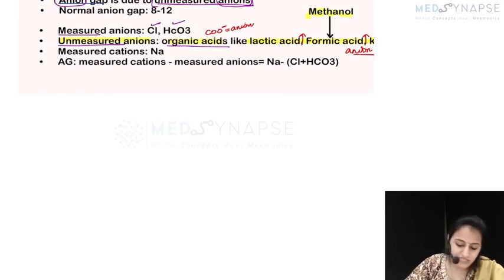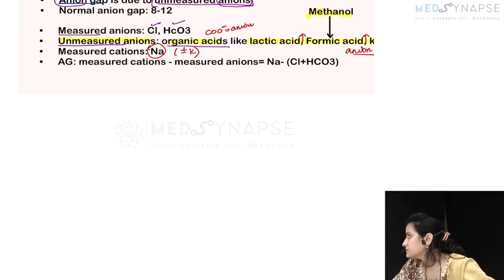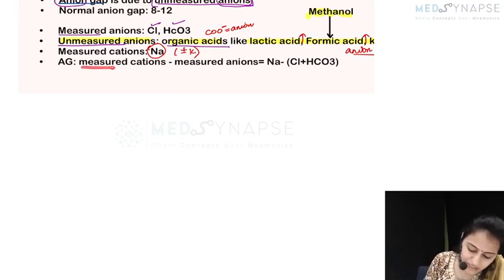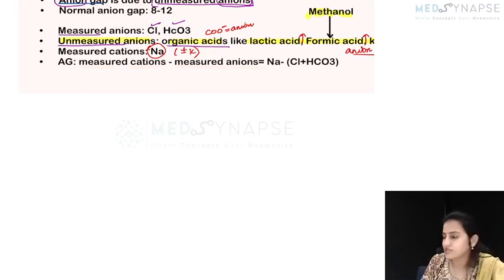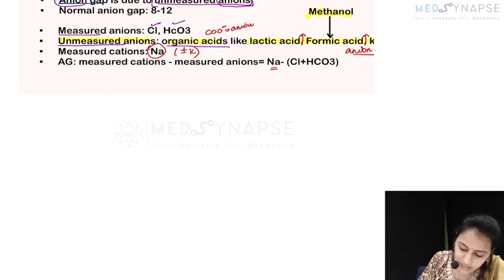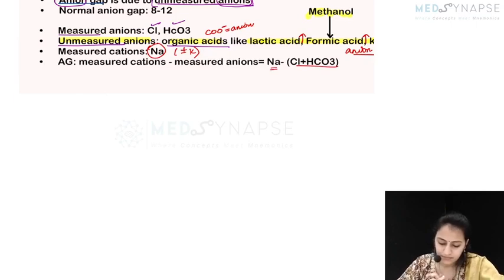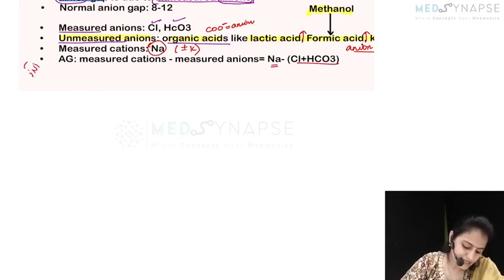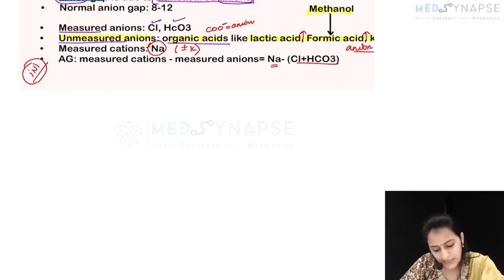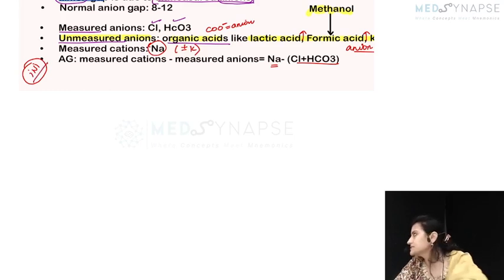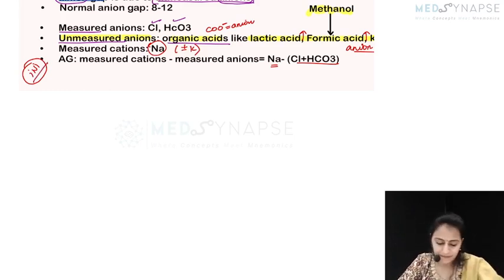What are the measured cations? Sodium. Some books also include potassium. So remember that anion gap is basically the measured cations minus the measured anions. That is sodium minus chloride and bicarbonate. This was asked in your INI-CET exam also, right? Calculating anion gap is important. Cations minus anions, measured.